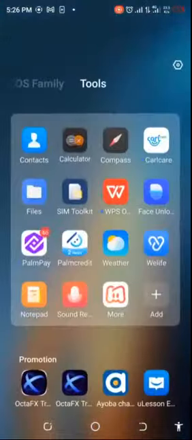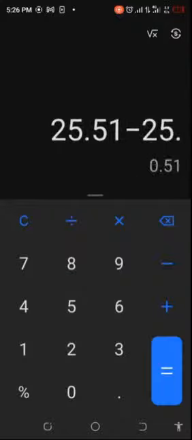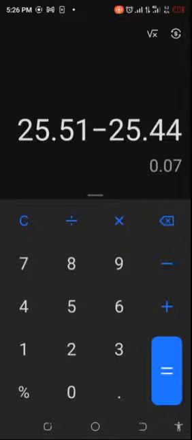It isn't too much of a profit, but imagine you had $200 to do this, or $500, or even $100, you would have made a lot of money. So let's see, 25.51 minus 25.44. Okay, 7 cents.